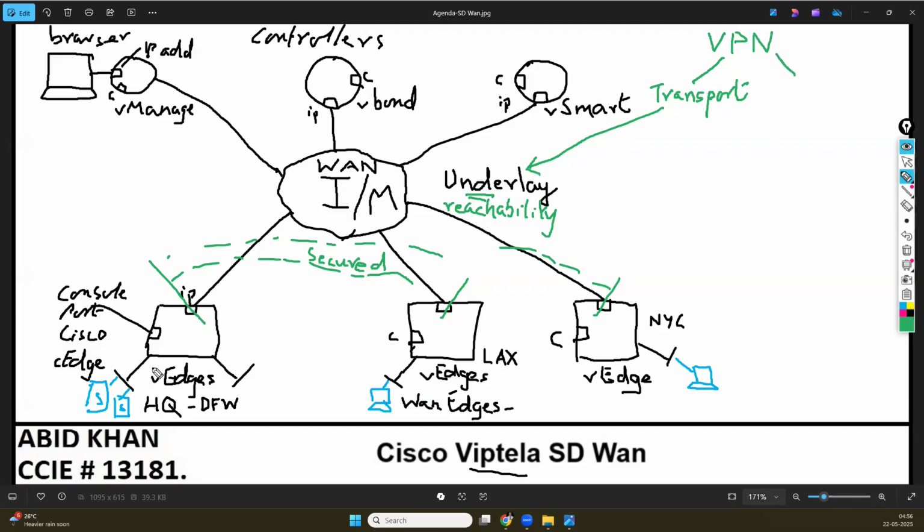Then we have the other VPN. Next VPN is for the actual data. See, user data. This user is sending data to HQ. It is accessing some servers in HQ, or the servers could be in a data center. Users are accessing this server. They are doing their work. So their data is also going through secured. Now, this is called Service VPN.